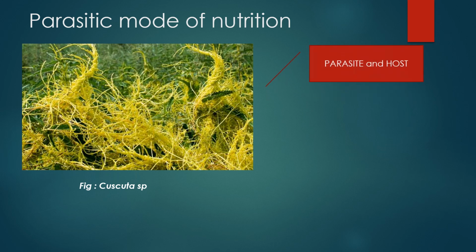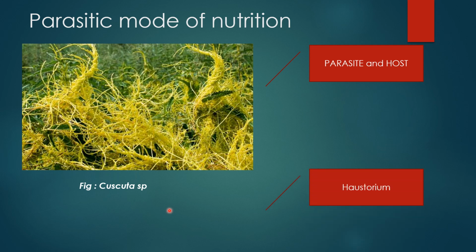Now, first of all, the terms parasite and host are very important. A parasite is that particular plant which solely depends on another plant for its nutrients. And the host is that plant which provides, or which is the source of, the nutrients for the parasitic plant. So in that case, the parasite is benefited because it derives its nutrients from the host body. On the other hand, the host plant gets harmed. So this type of nutritional mode is known as parasitic nutrition, and a very good example is cuscuta.